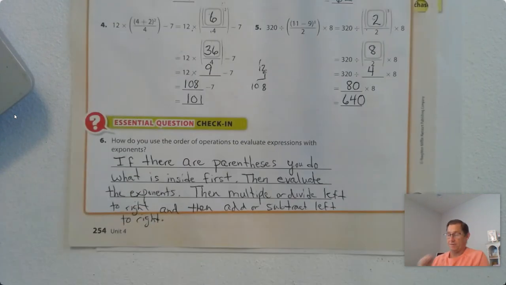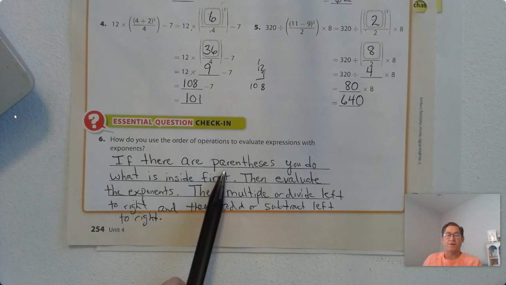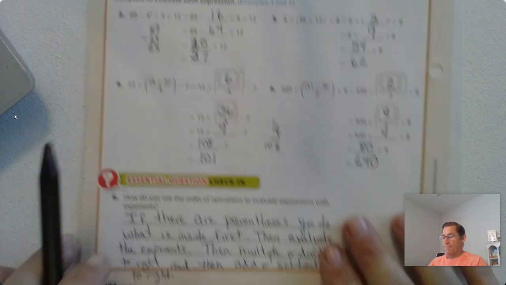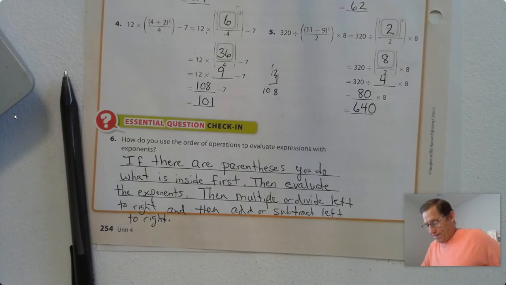Okay, so basically order of operations. So if there's parentheses, we're going to do whatever is inside those parentheses first. Then we're going to evaluate the exponents in the problem. Then we're going to multiply or divide left to right and finish with addition or subtraction going left to right. All right, so we're going to stop there for part 1.